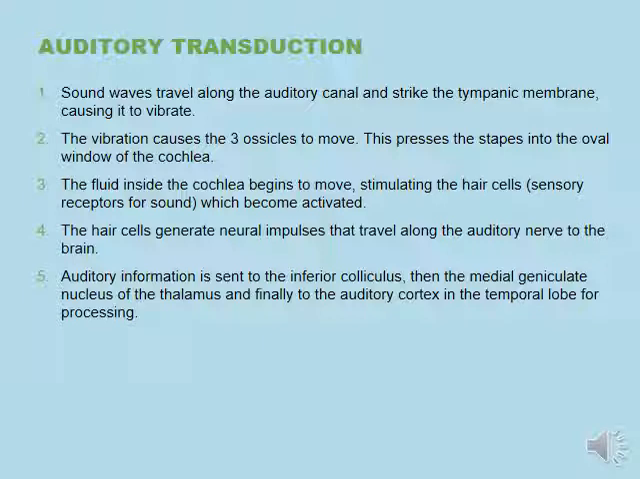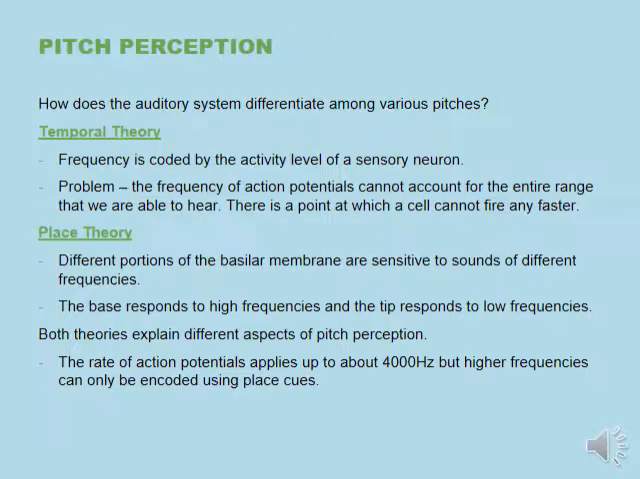Within the auditory information is sent to the inferior colliculus, and then the medial geniculate nucleus of the thalamus, and finally to the auditory cortex in the temporal lobe for processing. So here you have pitch perception. How does the auditory system differentiate among various pitches?